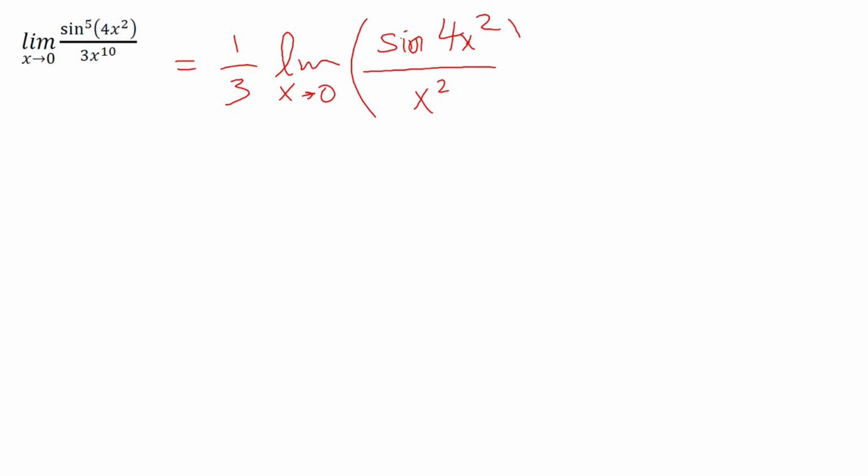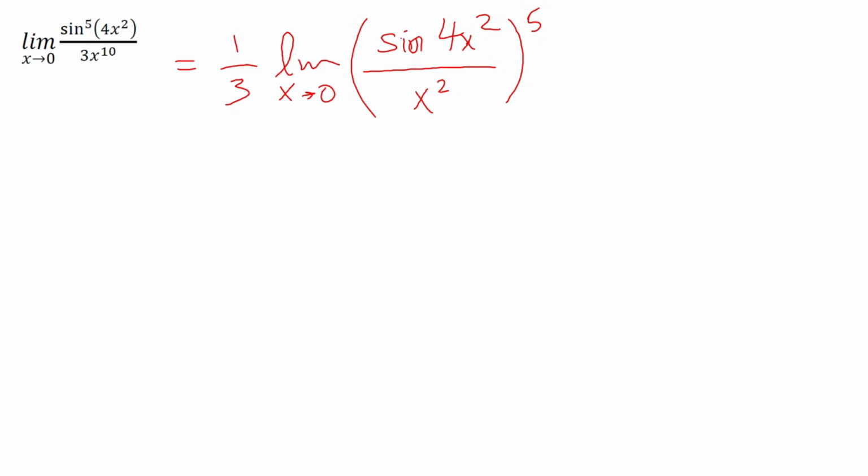For this one, we definitely don't want to try and use L'Hopital's rule, because 3x to the 10th is going to require a lot of derivatives to get it down to be not 0 when we evaluated at 0. So we'll pull out the 1/3 just like we did in the last one. We'll have 1/3 the limit as x approaches 0 of sine of 4x squared, which is being raised to the 5th power, over x to the 10th. Well, x to the 10th is x squared to the 5th power. So I could rewrite this as sine of 4x squared over x squared all to the 5th power.